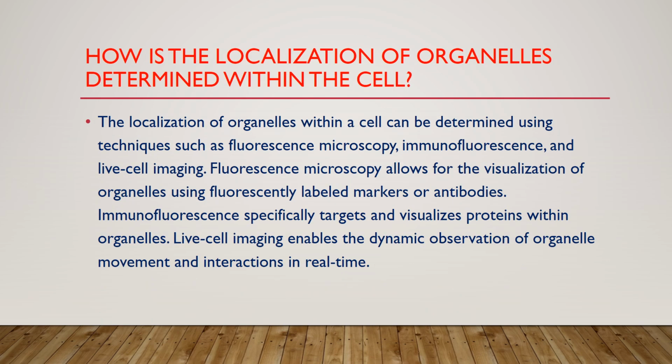How is the localization of organelles determined within the cell? The localization of organelles within a cell can be determined using techniques such as fluorescence microscopy, immunofluorescence, and live cell imaging. Fluorescence microscopy allows for the visualization of organelles using fluorescently labeled markers or antibodies. Immunofluorescence specifically targets and visualizes proteins within organelles. Live cell imaging enables the dynamic observation of organelle movement and interactions in real time.